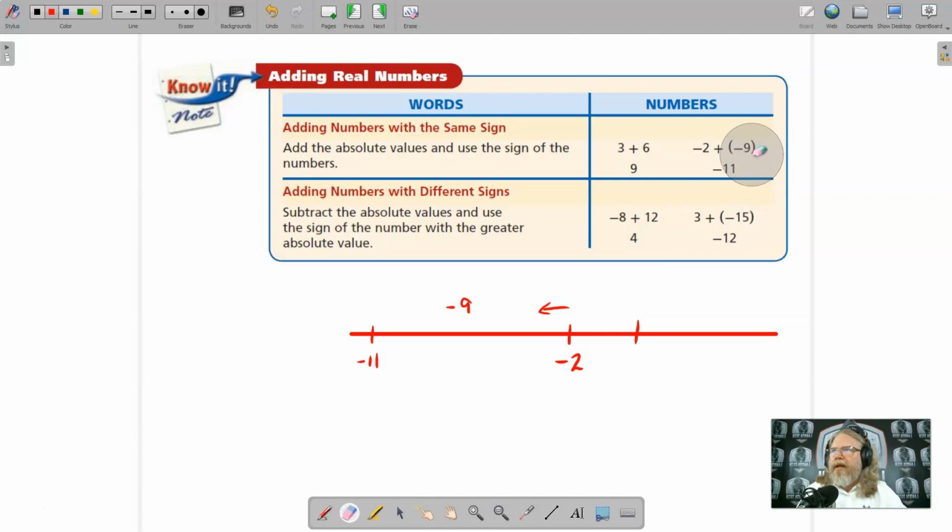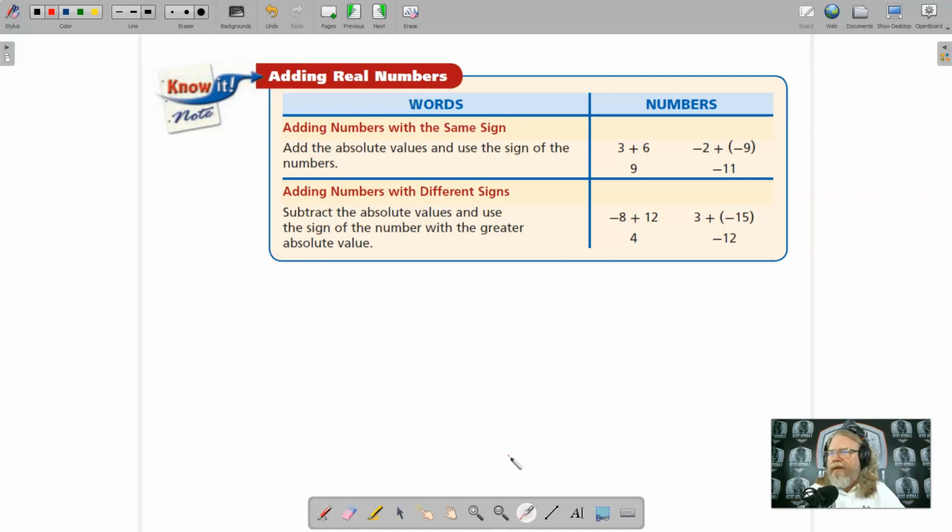So in the event that you have two positive numbers that are added together, they're just going to get more positive. And if you have two negative numbers that are being added together, they're just going to get more negative. Now, the next thing we're going to talk about is probably pretty important for you to wrap your mind around, and here it is.